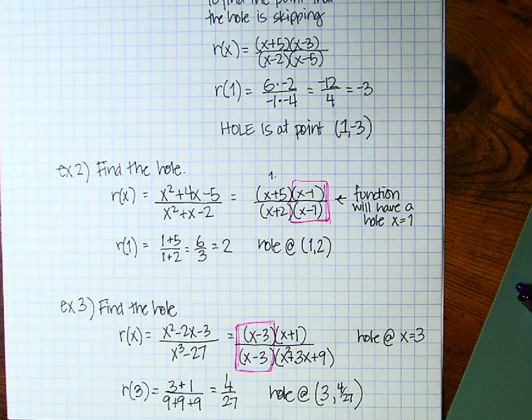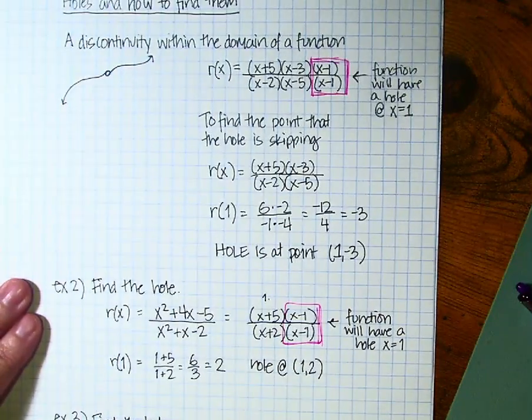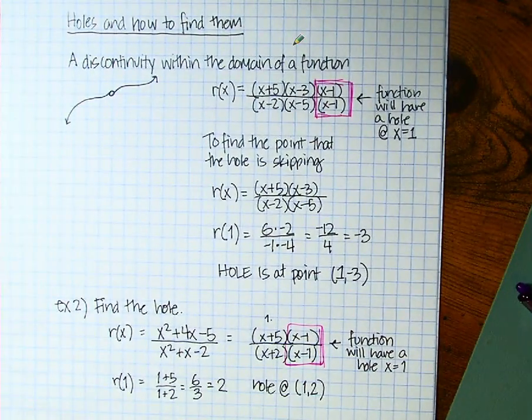And that's it. 3 examples of how you find the hole when dealing with a rational expression. Thank you.